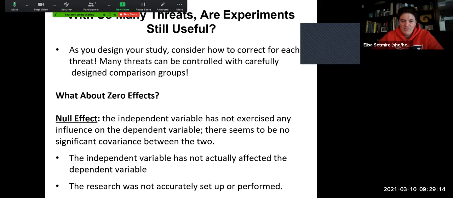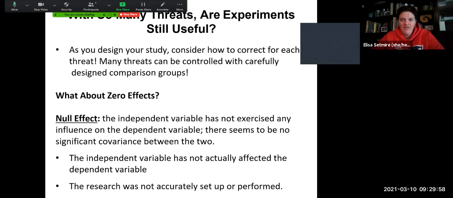And sometimes when we do experiments, there isn't one, right? And this can be explained in two different ways. The first one is exactly like it sounds. The independent variable has not actually affected the dependent variable, right? There's not any statistically significant effect between variable X and variable Y. The other explanation is that maybe the research wasn't accurately set up or performed. Maybe there is actually a relationship or an effect present, but we haven't designed the experiment well enough to actually capture it. Or maybe we missed some element of it or didn't control or account for something which might have captured that statistically significant effect.